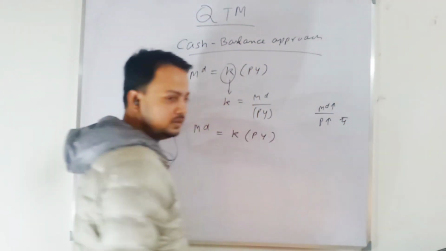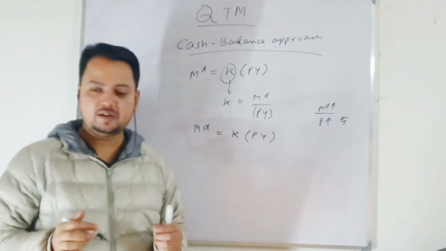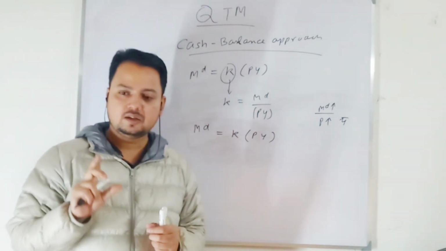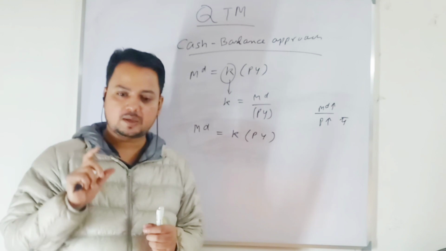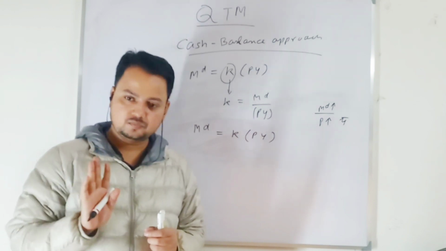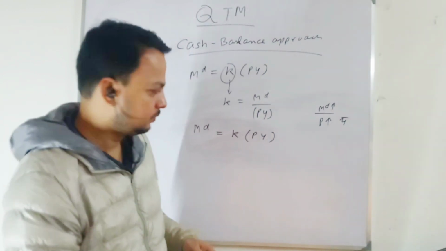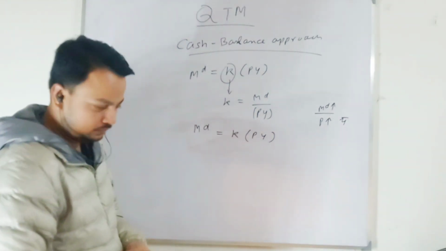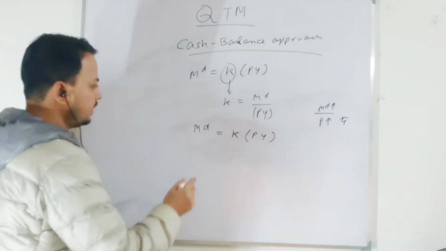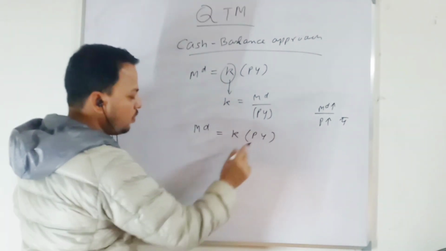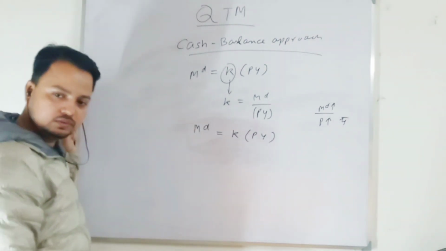Your cash balance that you are holding is not constant in nominal terms, but in real terms it is constant. This is what I want to say, and this is what I am going to explain. So look at this equation: money demand is proportional to your nominal value of output. Agree?